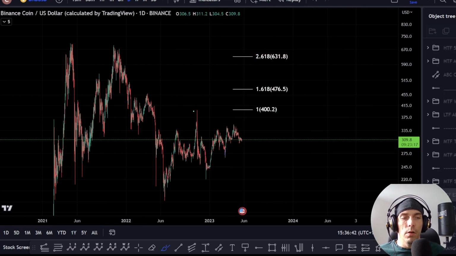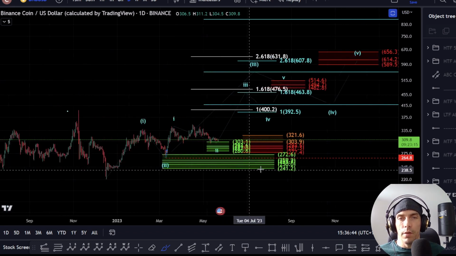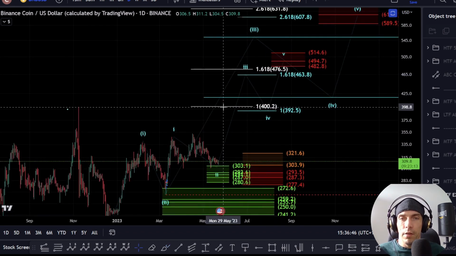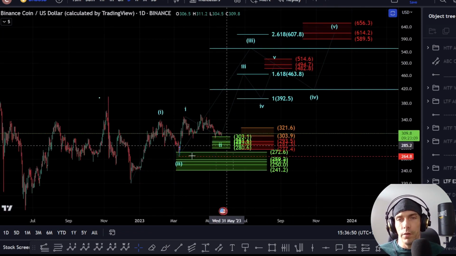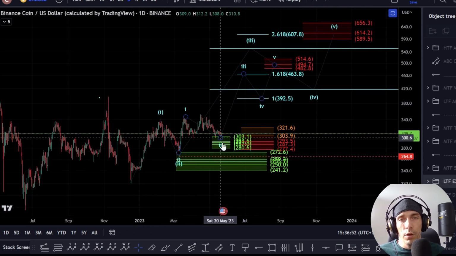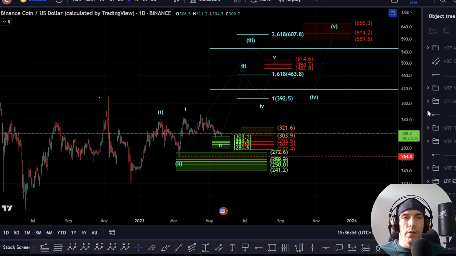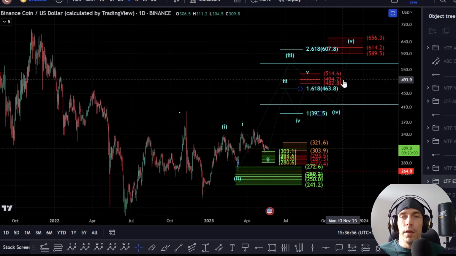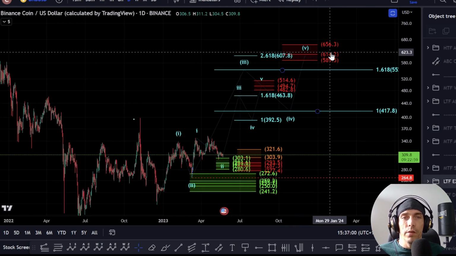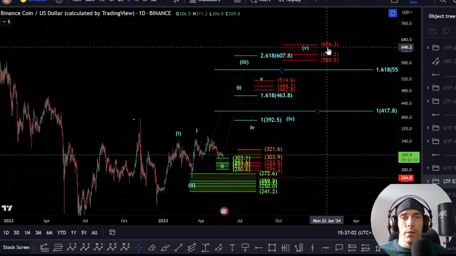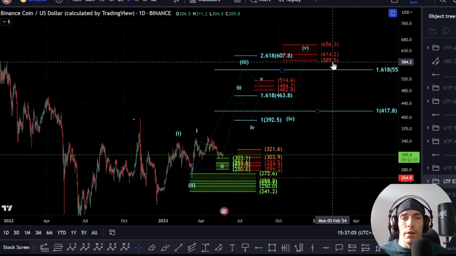Now, the other way that we could argue is that within this count we could have something like this, where actually this internal count is rather looking at something like this, where we have this as a 1-2, another 1-2 here, and then looking to progress up in a bigger 5-wave move. Once again, that potential target of this move could actually push us up as high as this zone of this 656 to this 589 area.